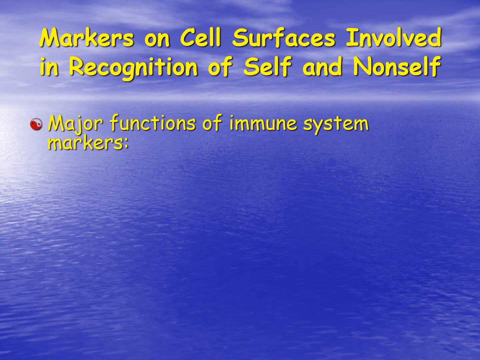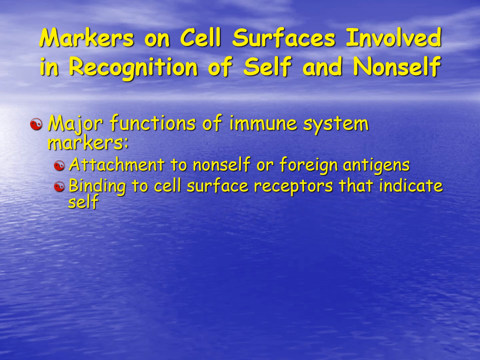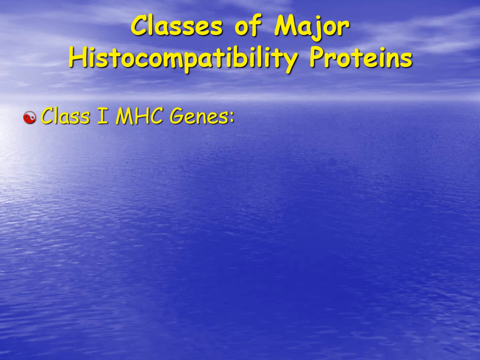So, major functions of the immune system markers are what we refer to as our self-antigens. These attach to either non-self or foreign antigens and are then presented to the T helper cells. These bind to the cell surface receptors that indicate self, and these are known as the major histocompatibility or MHC molecules or proteins. These markers will receive and transmit chemical messages to coordinate the immune response, and they may actually aid in cellular development. So what are the classes of the major histocompatibility proteins?